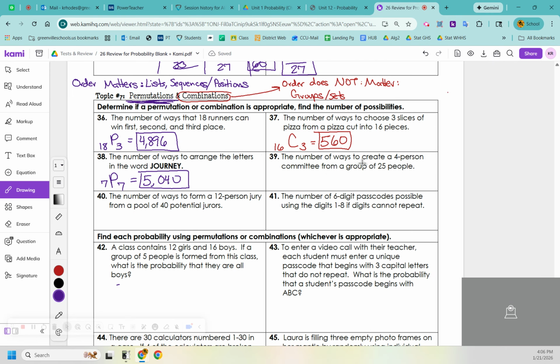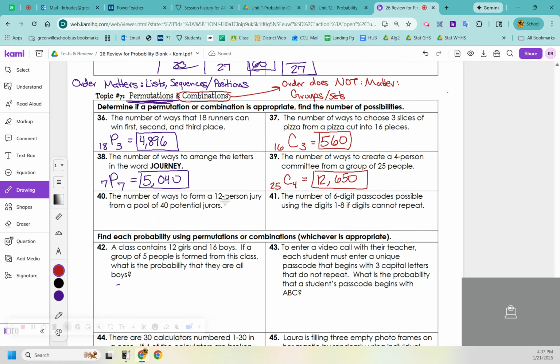The number of ways to create a 4-person committee out of a group of 25 people. That order doesn't matter. As long as they're in the committee, it doesn't matter if I chose them first or last, they're still making the same group. And we put that in the calculator, get 12,650.